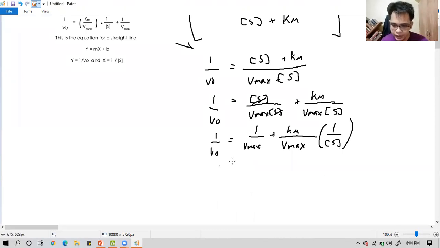So here, magkakaroon tayo ng form na y = mx + b, where y is the reciprocal of v sub o, 1 over v sub o, is equals to b, or the y-intercept, plus m is the term, the Km over Vmax, and the x term is the 1 all over substrate concentration.